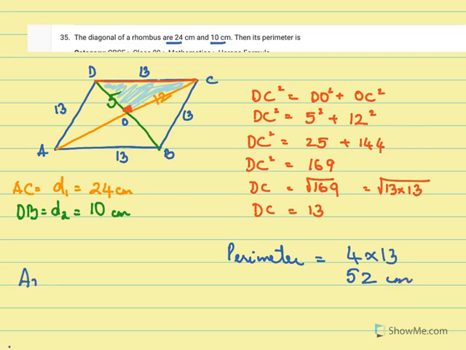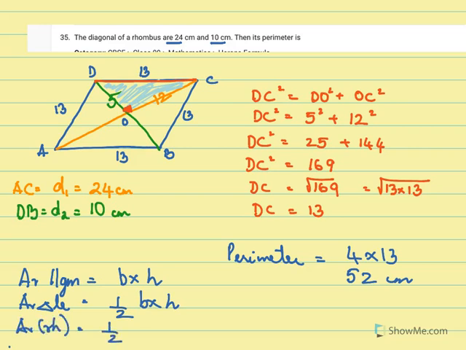Another formula you need to remember: area of parallelogram is base into height. Area of triangle is half base into height. And area of rhombus is half D1 into D2. Area of equilateral triangle is root 3 by 4 side square.